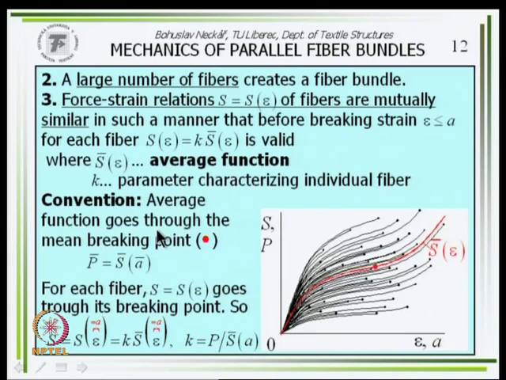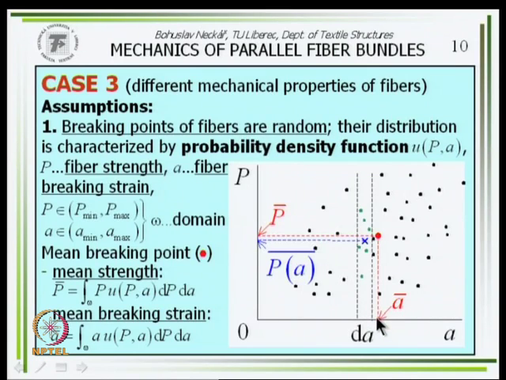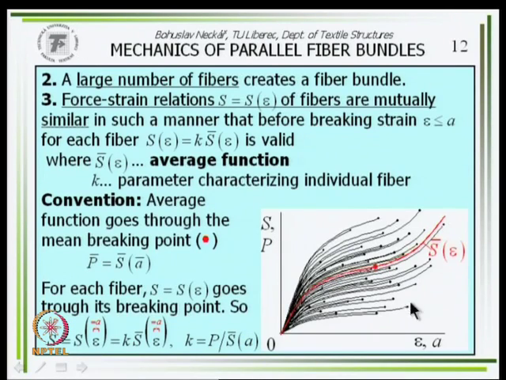Let's use a convention: let's construct our average function so that on this function there is also the mean break point. It is the point, the mean break point, with coordinates A bar, P bar, the mean of fiber breaking strain and the mean of fiber strength. So let's construct our average function so that this point is lying on this red curve. Well, then it is valid. We said S of epsilon is K times S bar epsilon. It is black here.